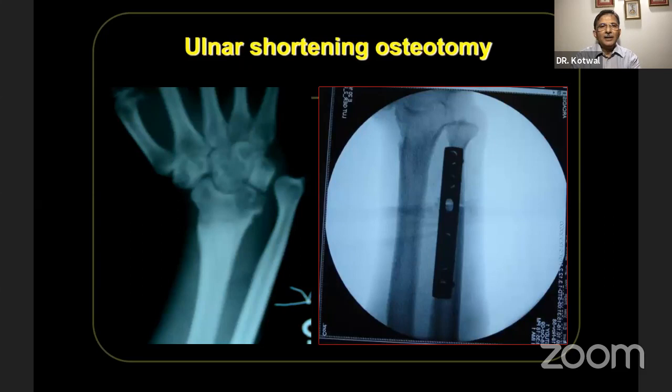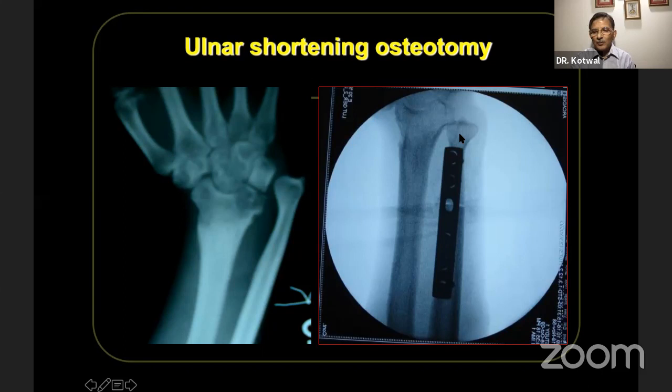The ulnar shortening osteotomy is for ulnar positive deformity where it is causing impingement. You can definitely do a shortening, and it is better than doing a Darrach procedure. We'll come to that as well. There are now various low profile plates available which can go up to the distal end as well, so the incision can also be shorter.